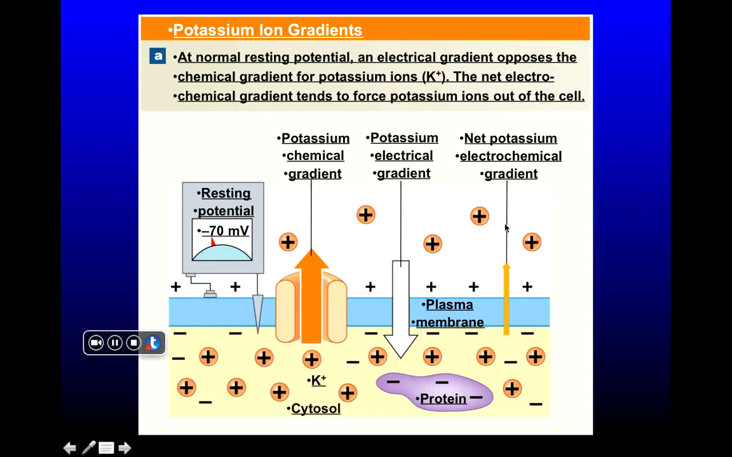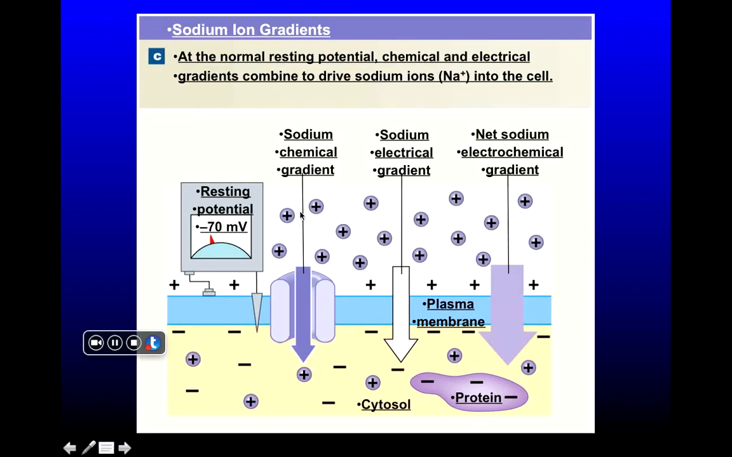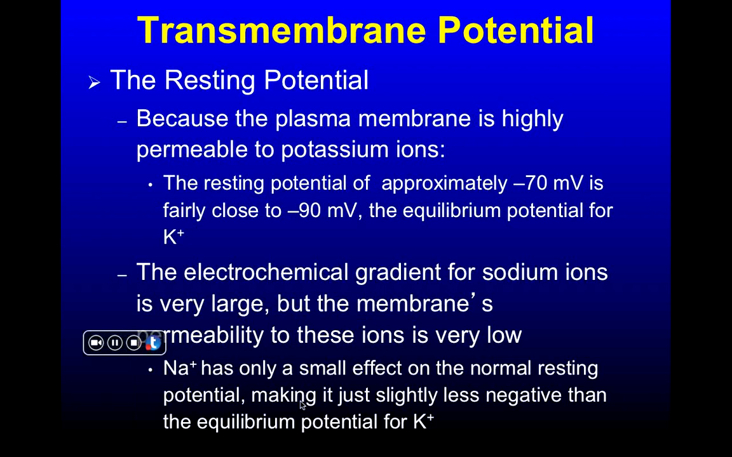So the net movement of potassium is out. What about sodium? Just the opposite, right? Sodium is higher on the outside than it is on the inside. Therefore, sodium is going to come in through the leaky channels. So this gets really interesting. We're moving sodium in and potassium out.